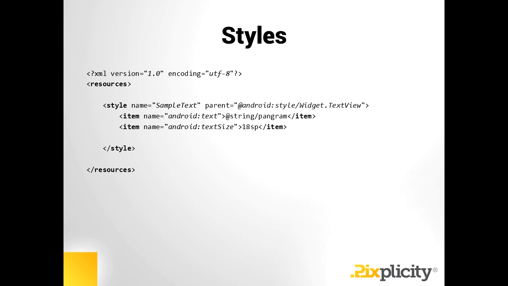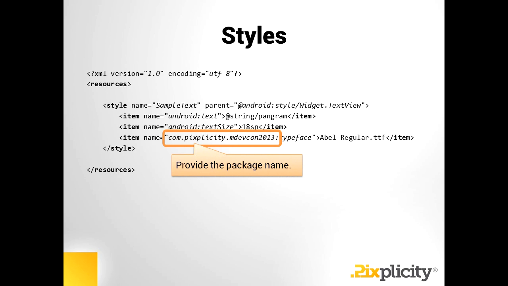This is the style I've been working with so far. I'm just providing some standard string in there with a particular text size. But what I want to do is specify the typeface, and this is how I do it. Again, just like before, we had to specify the namespace. Whereas you always provide the standard Android namespace, you can also use your own namespace. So here's my namespace, again com.pixplicity.mdevcon 2013, and then the attribute name that I want to define. And that works.